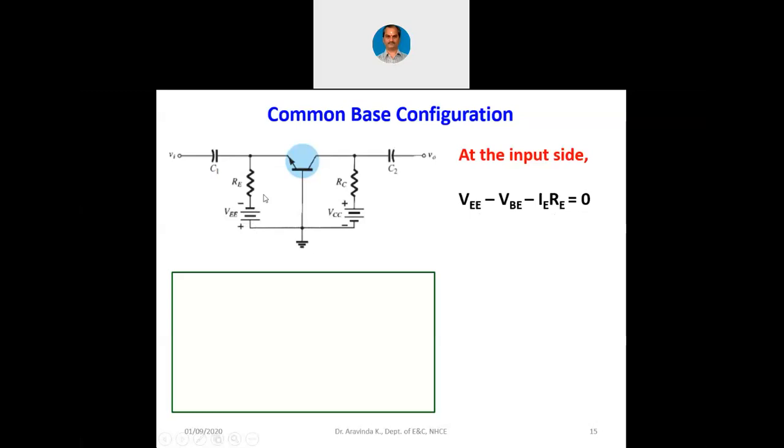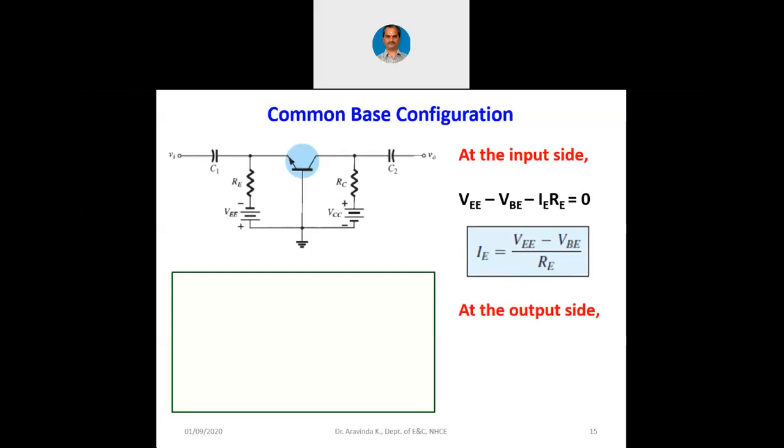Now this VEE, there will be a drop across base to emitter, and there will be a drop across RE. So VEE minus VBE minus IERE equals 0, or we can find out IE equals VEE minus VBE divided by RE.